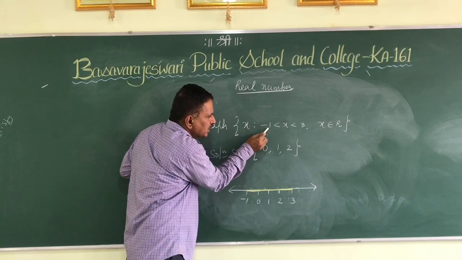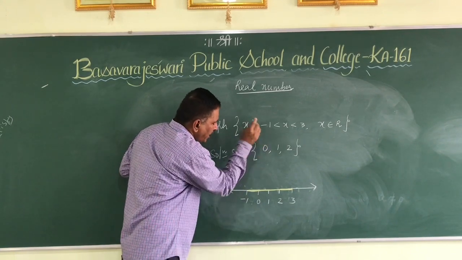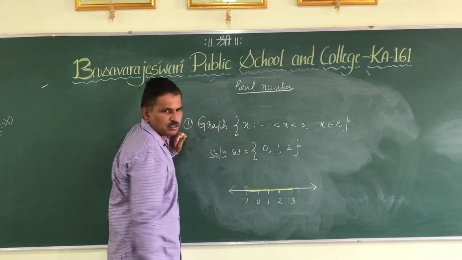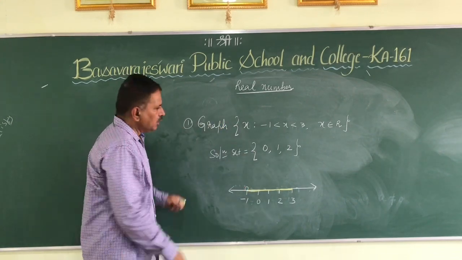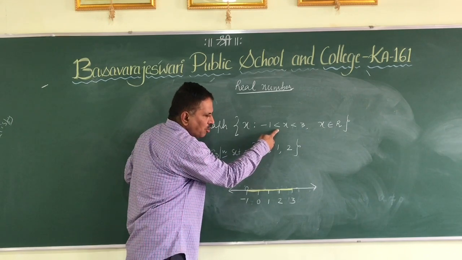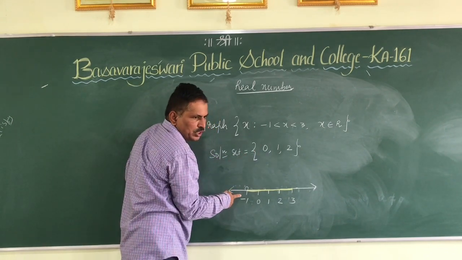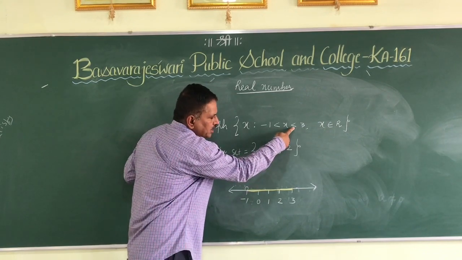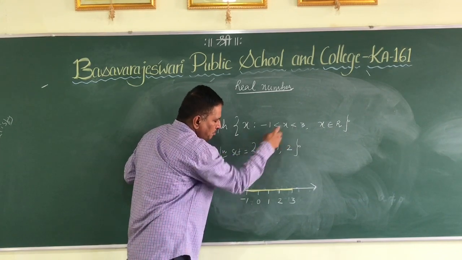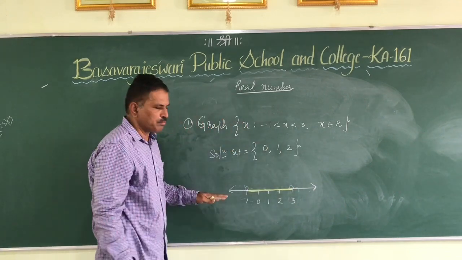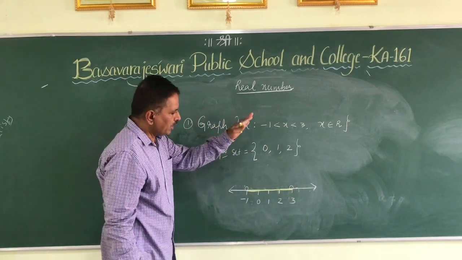So when the lesser than symbol is given, you have to draw the halo circle. Here the lesser than symbol is given, not equal. The lesser than equal symbol is not given. Hence we are taking the halo circle. Here it is again the lesser than symbol, not the lesser than or equal symbol. Hence again it is a halo circle. This is how we represent the real number.